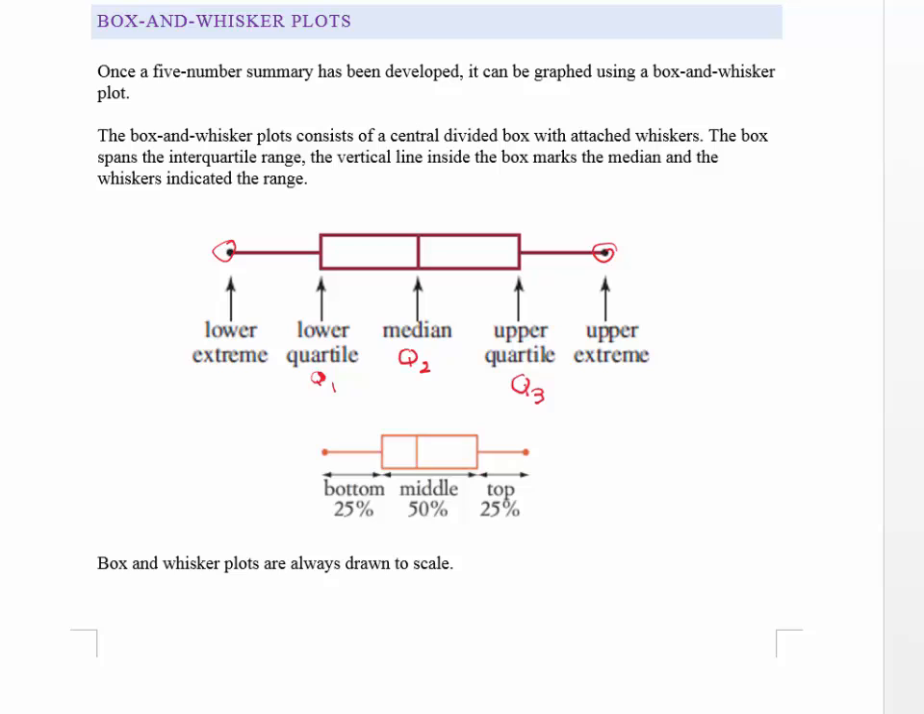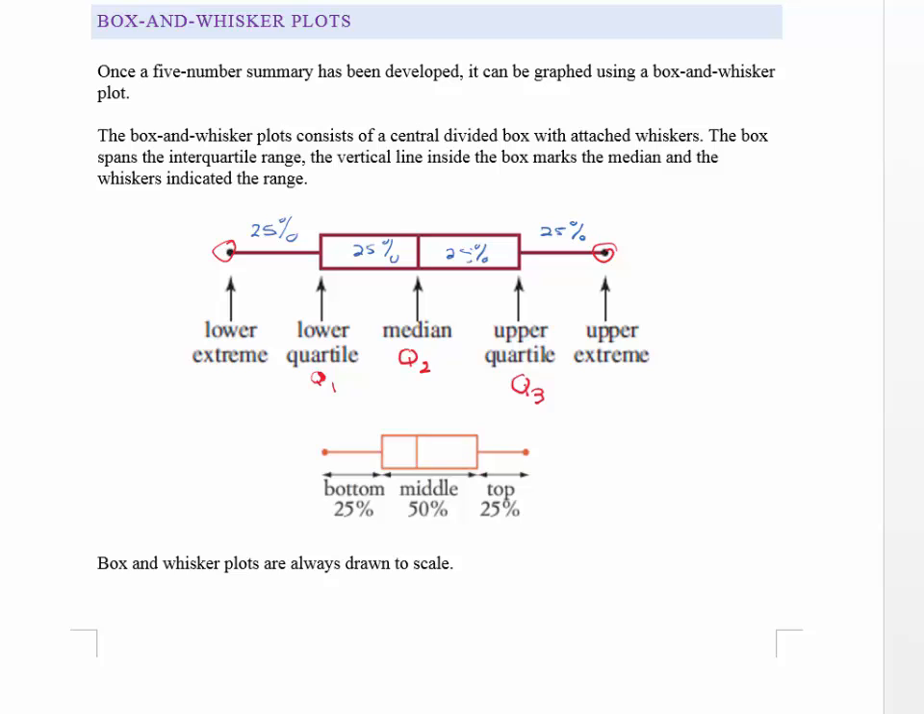The other thing I want you to keep in mind, because when you have to answer questions about this, everyone seems to get it wrong. So I just want you to think about, between your lowest score and your lower quartile, 25% of the scores lie there, because that's the first quarter. Between your lower quartile and your median is 25% of the scores. Between your median and upper quartile is another 25%. And then between your upper quartile and your upper extreme is another 25% of your scores.